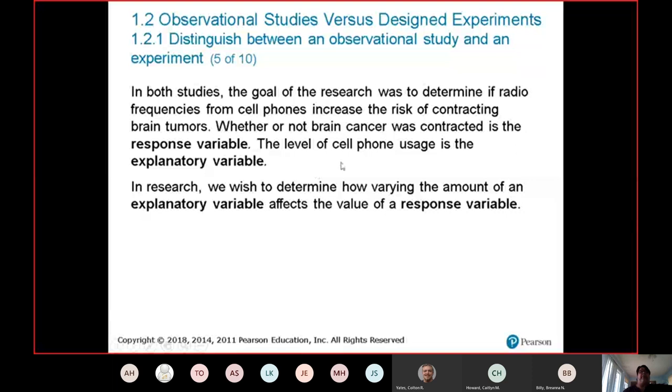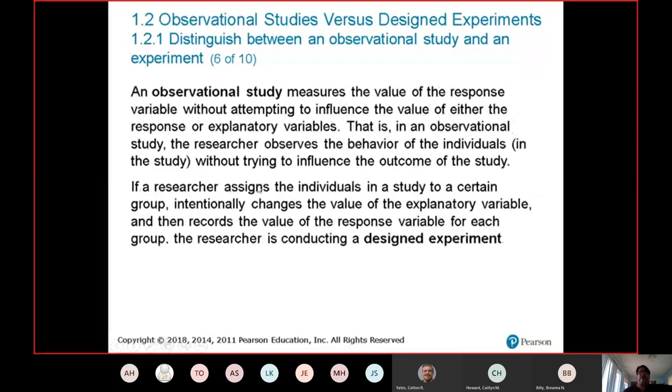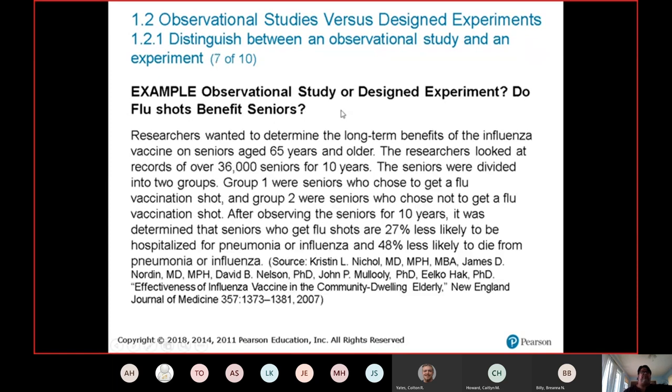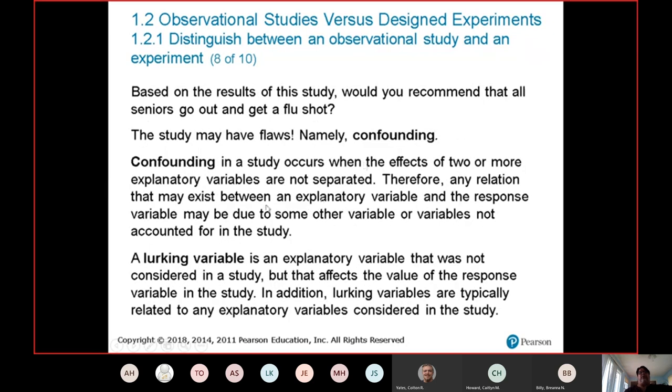That's not a test question, so I'm not going to worry. Observational versus experiment, that's a test question. And a homework question and standardized test question is the explanatory, which is your independent, versus your response, which is your dependent. Go ahead and write these two down, because these are standardized questions and homework questions.